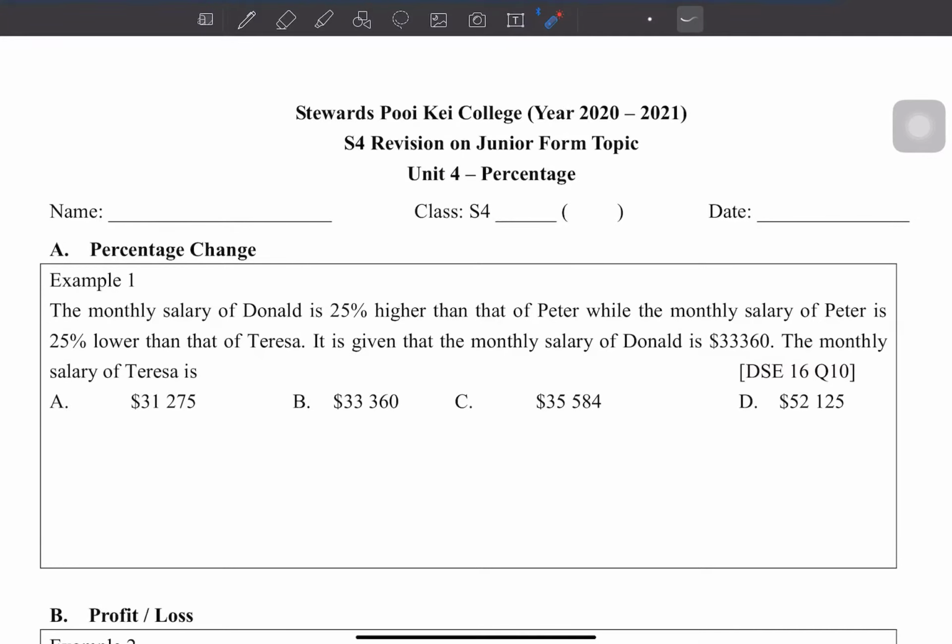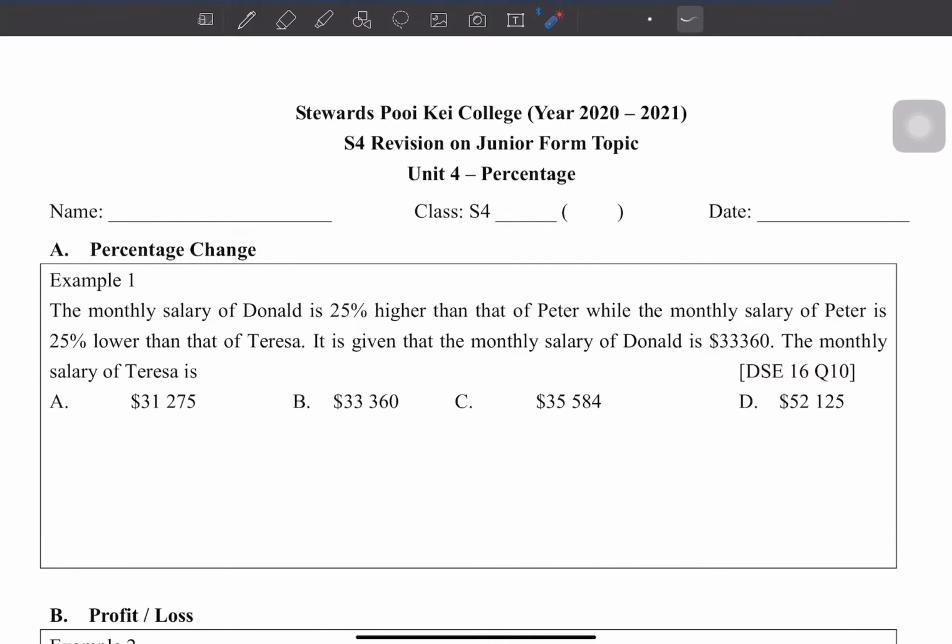Revision on Junior Form Topic, Unit 4, Percentage. In this video, I will introduce there are three types of questions related to percentage change in public exam. The first one is the simple questions, percentage change.